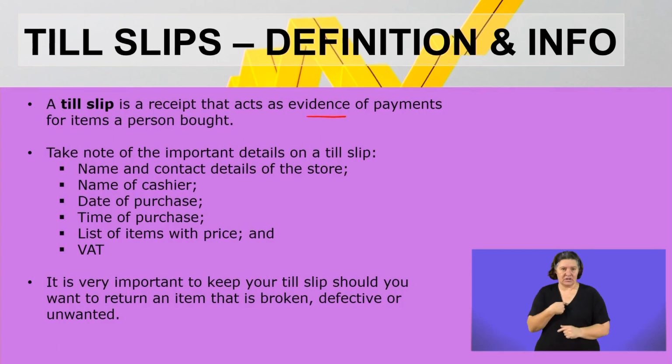So what else is important? The details on the till slip. The name and contact details of the store, the name of the cashier, date of the purchase, time of the purchase, list of the items with the price as well as the VAT. This item is very important, right? You must keep it in case you want to return an item that is broken, defective, or unwanted.